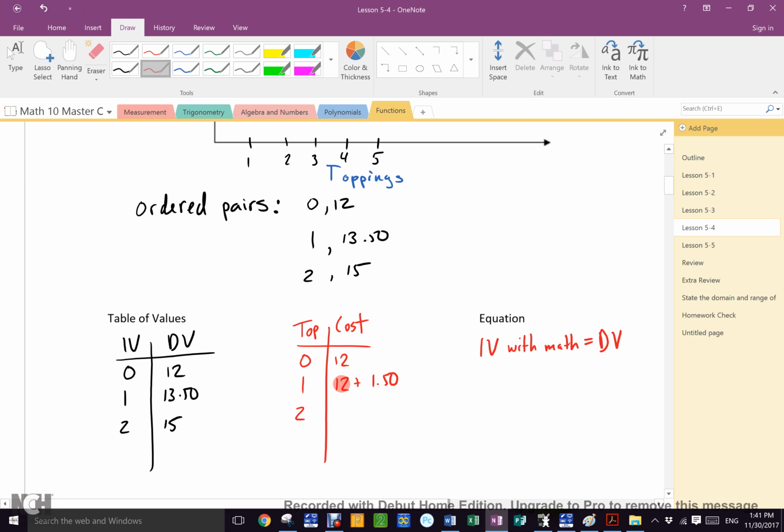Do I pay that $12? Plus how many 1.50s? How many 1.50s? 2. 1.50 times 2. What if I get 3 toppings? It's $12 plus 1.50 times 3. Is everybody cool to there?